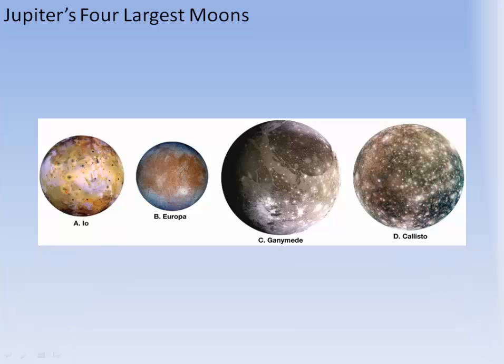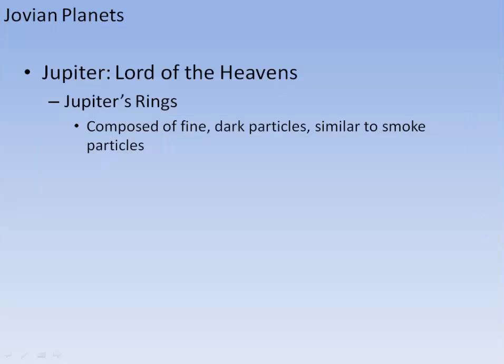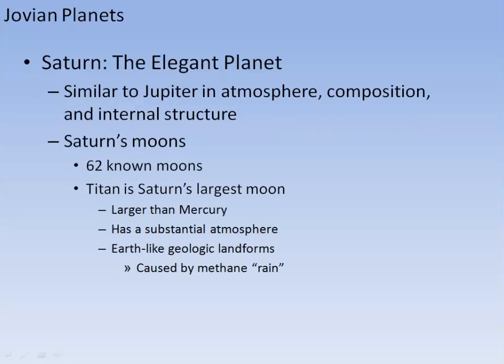under the ice. So here are some pictures of those Galilean moons. Io, Europa, Ganymede, and Callisto. Jupiter's rings are composed of fine particles similar to smoke particles.